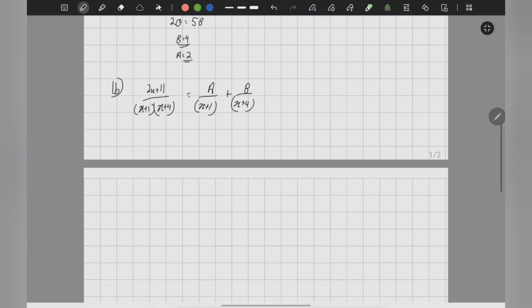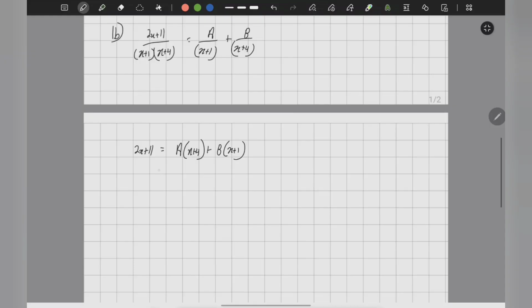Now, we can do the same thing. So we can compare 2x plus 11, the numerator on the left side. On the right hand side, your numerator would be a lots of x plus 4 plus b lots of x plus 1. And then we compare coefficients. So we would have 2x and 11 on the left side, and on the right side, if I expand this, I'll get ax plus 4a plus bx plus b. So we know 2x is equal to ax plus bx, and the 11, the constants, would be 4a plus b.